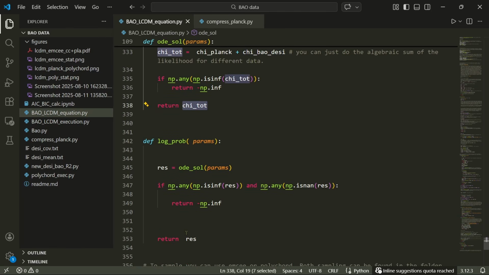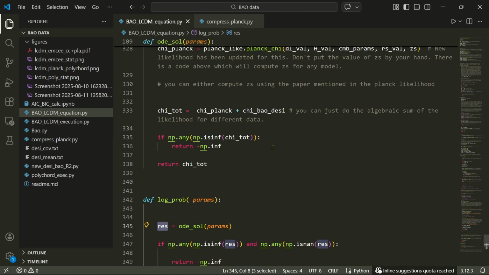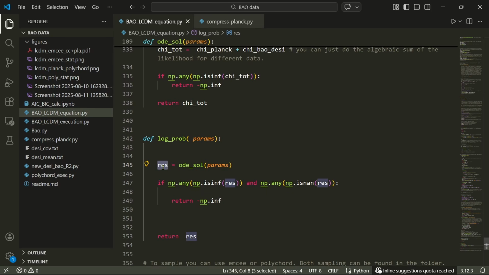I have made another block. In this block, I am just using the result from this ODE solver. Now these are the params. Still, where is the param? So the log probe has the information of params. Once it gets the param, it will compute everything, and from there it will give you the result.